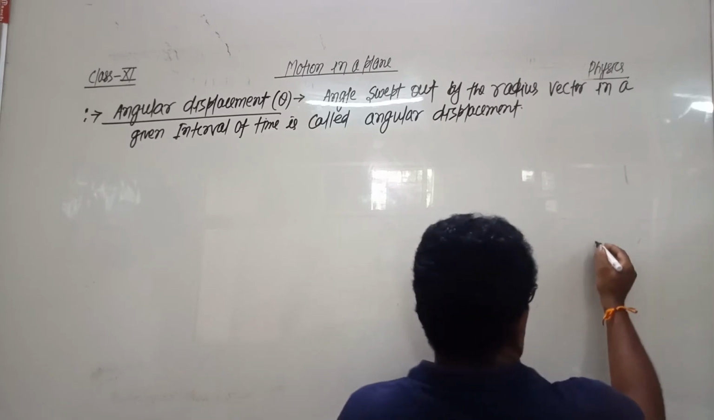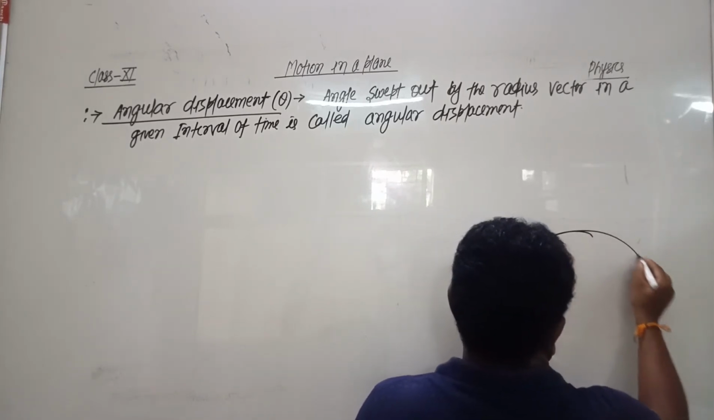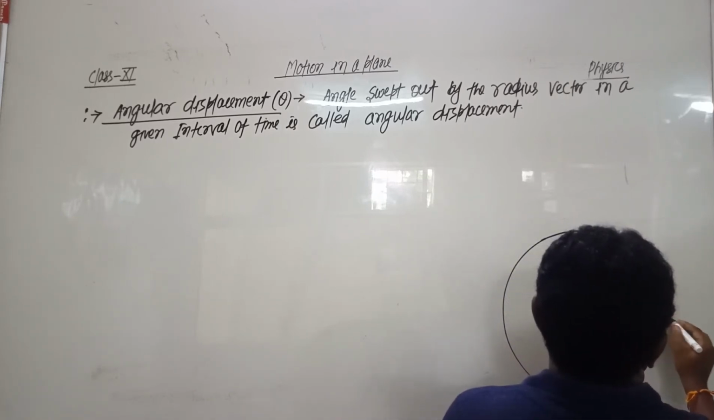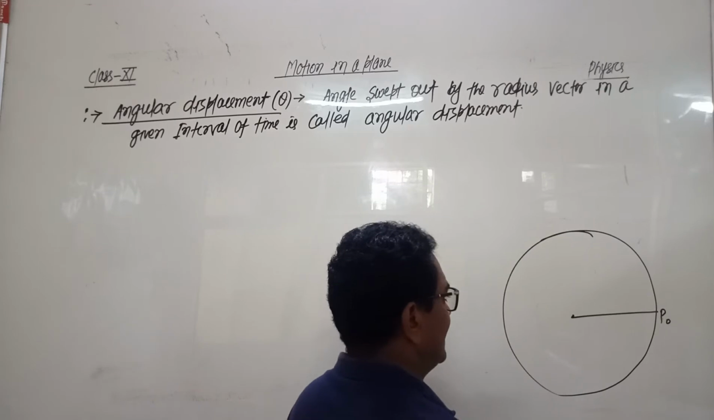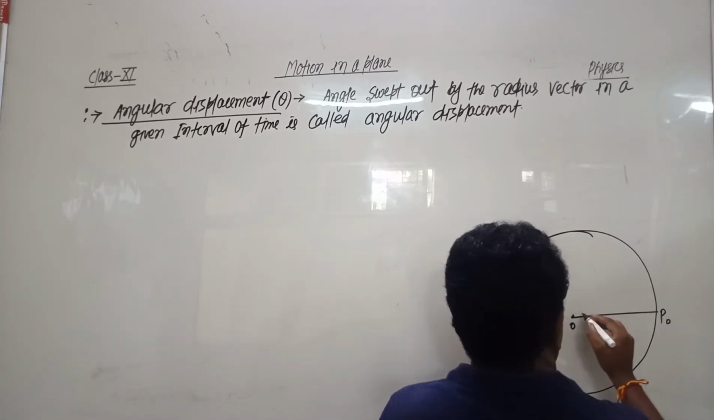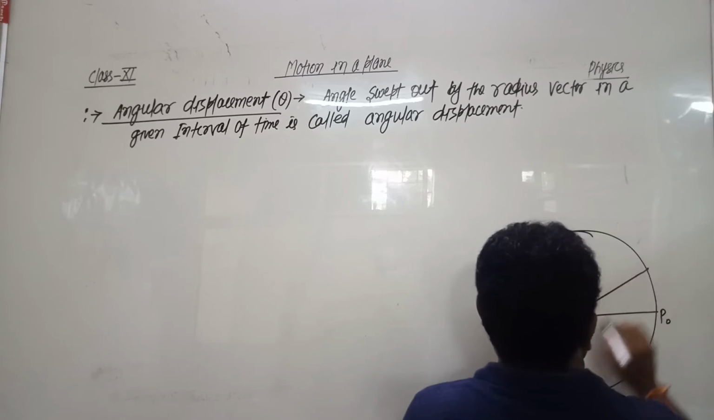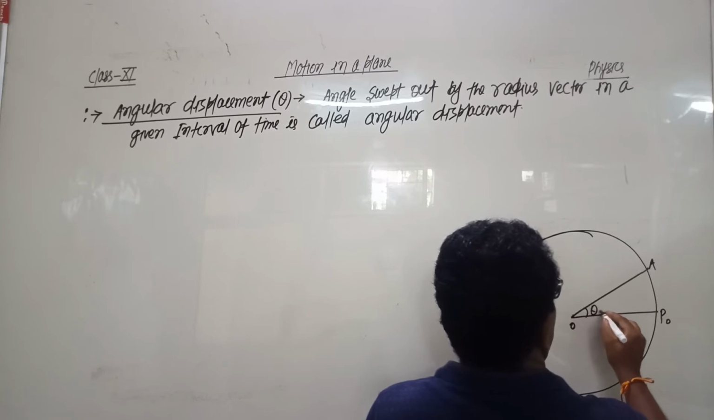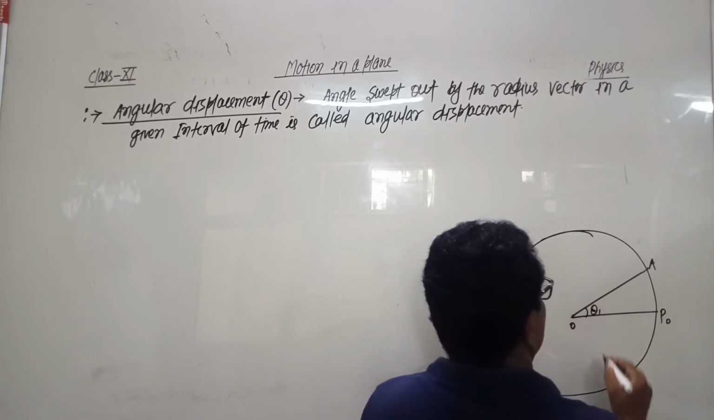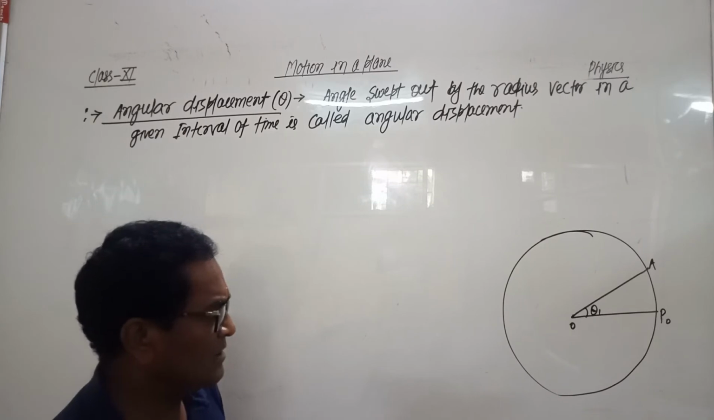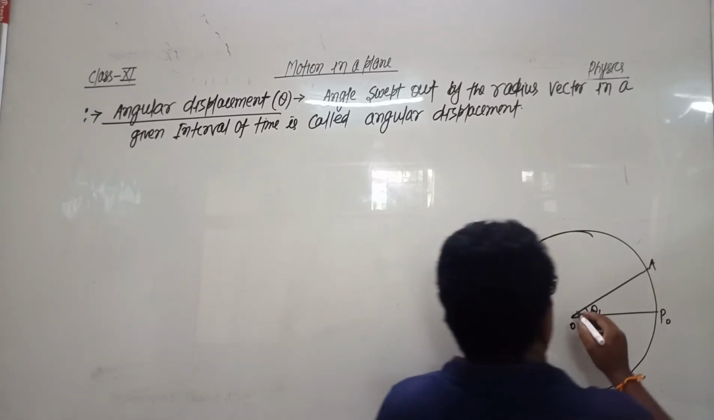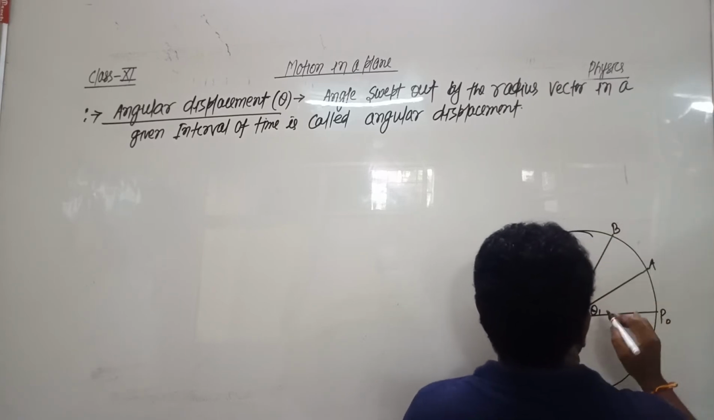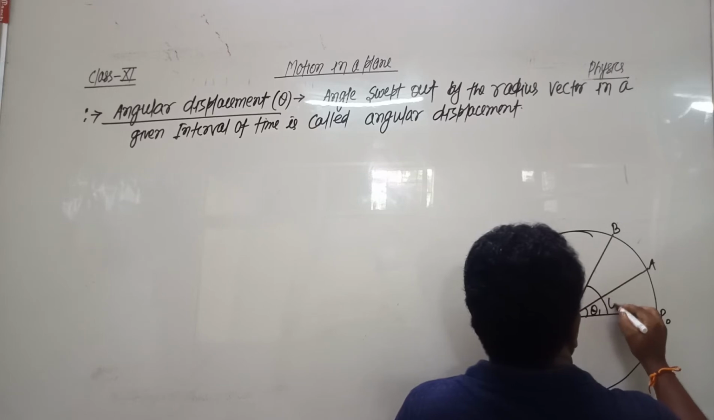Suppose the particle started from point P0. This is the initial position. After time T1, the particle reaches point A, making an angle theta 1 at the center. And after time T2, the particle reaches point P, making an angle theta.